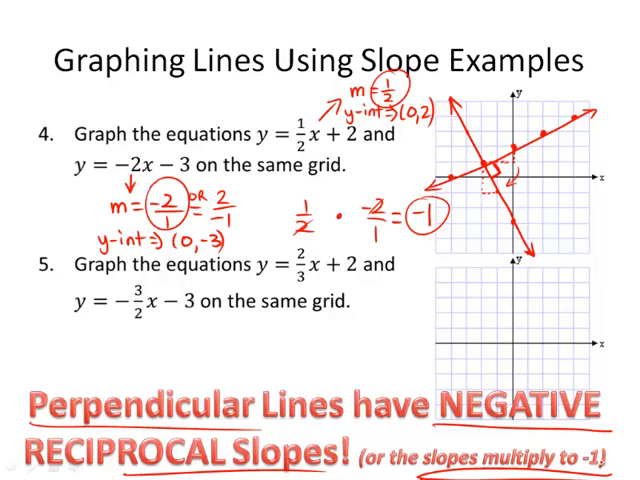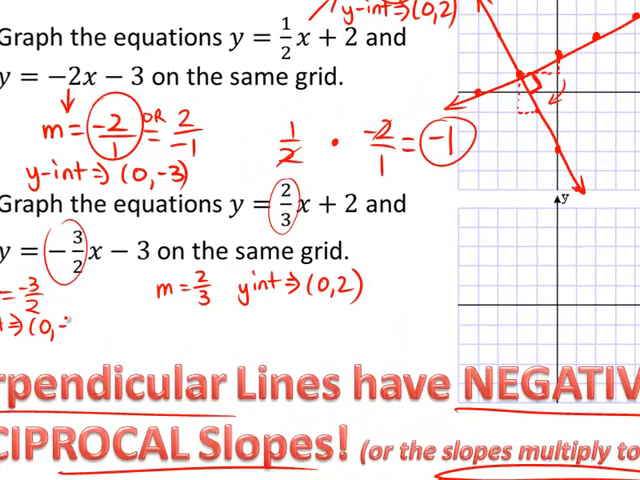Let's see if the following works as well. Here we've got slope 2/3 and y-intercept 0, 2. And here we have slope -3/2 and y-intercept 0, -3. Let's just check. Do our slopes multiply to -1? Are they negative reciprocals of each other? Why, yes, they are. So therefore they should be perpendicular.